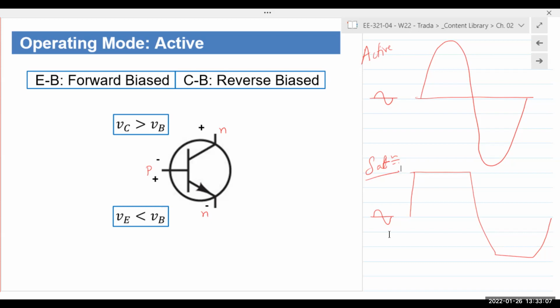Yeah, what do you mean? Oh yeah, exactly. So it's basically the DC voltage that we're applying.